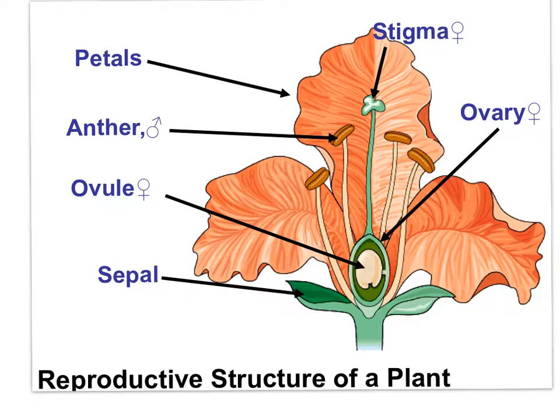Meiosis in the production of female gametes, eggs, occurs within the ovary. More specifically, meiosis occurs within the ovule to produce the egg. Pollen from a different plant will land on the stigma, and the sperm cell will reach the egg through a pollen tube that grows from the pollen grain through the style to reach the egg within the ovule. Fertilization will occur within the ovule, and the ovary will develop into a fruit.